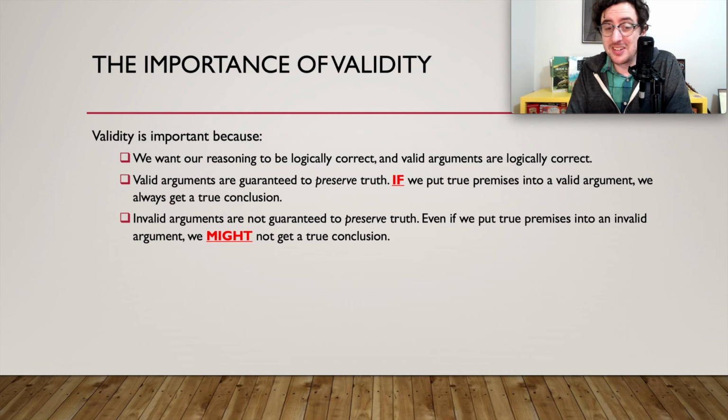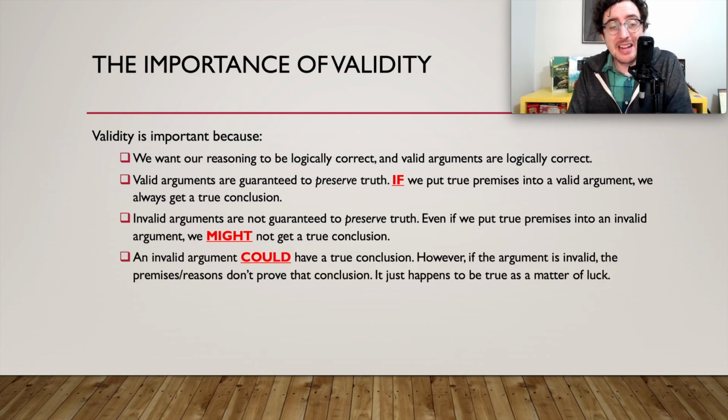Invalid arguments are not guaranteed to preserve truth. So even if we put true premises into an invalid argument, we might not get a true conclusion out of it. An invalid argument might have a true conclusion. However, if the argument's invalid, the premises or reasons don't prove that conclusion. The conclusion, if it turns out to be true in an invalid argument, is just true as a matter of luck. So if you believe the conclusion of an invalid argument, you might end up believing the right thing, but believing it for bad reasons.